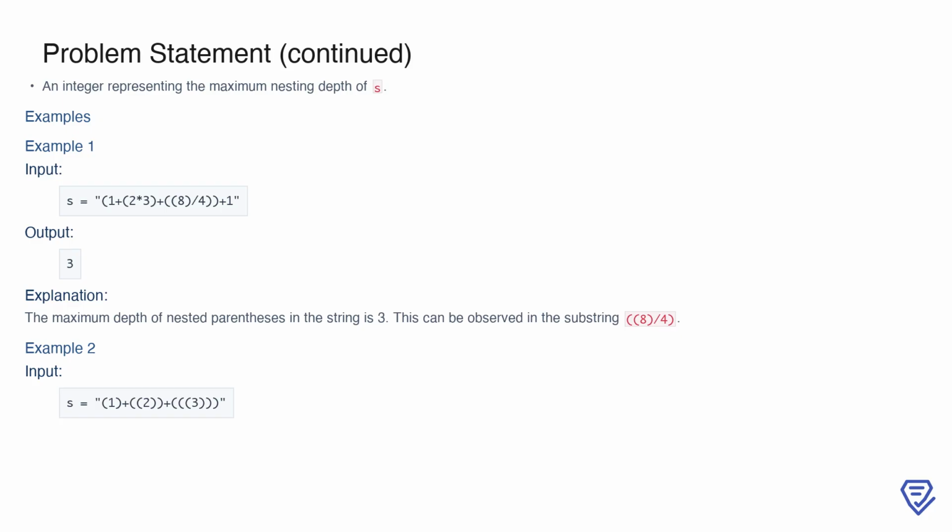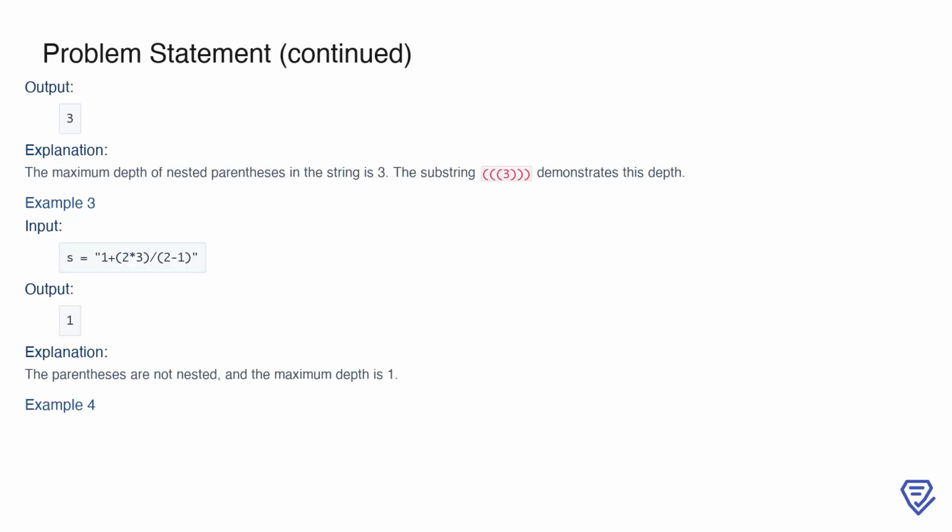The solution to this problem involves returning an integer that represents the maximum nesting depth of parentheses in the string S. Let's go over some examples to clarify this concept. For the input S equals 1 plus 2 by 3 plus 8/4 plus 1, the output is 3. This is because the deepest level of nesting occurs in the substring 8/4, where the parentheses are nested 3 layers deep. Similarly, for the input S equals 1 plus 2 plus 3, the output is also 3, as the maximum depth is demonstrated by the substring 3, where the parentheses reach a depth of 3.